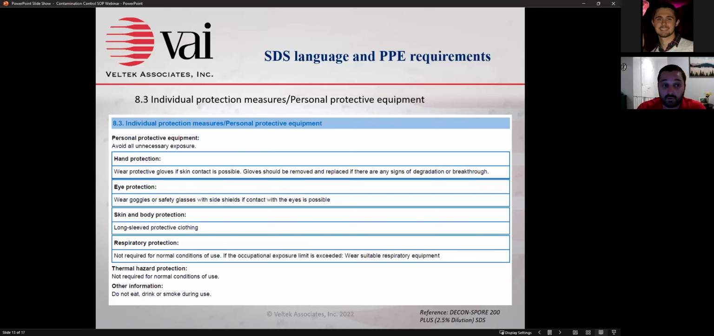And then section 8.3 is another really important section. This is the PPE section, individual protection measures section. So when you're looking at this, make sure first you're looking at the concentration that you're using. Some products have different concentrations, but this will tell you if you need eye protection, respiratory protection, hand protection. And most of the time, obviously, these SDSs are worst case scenarios, so they're going to be as conservative as possible. So these are those requirements, and that's in section 8.3.